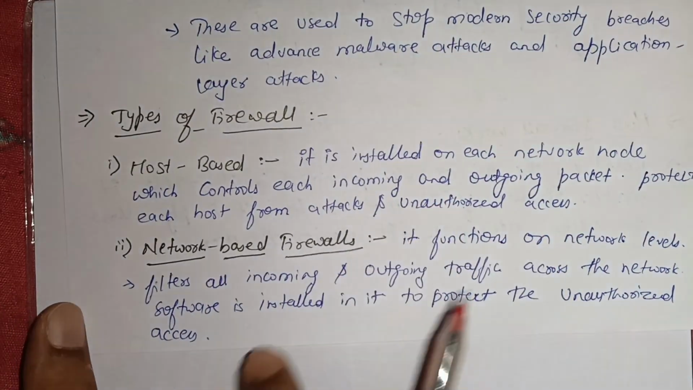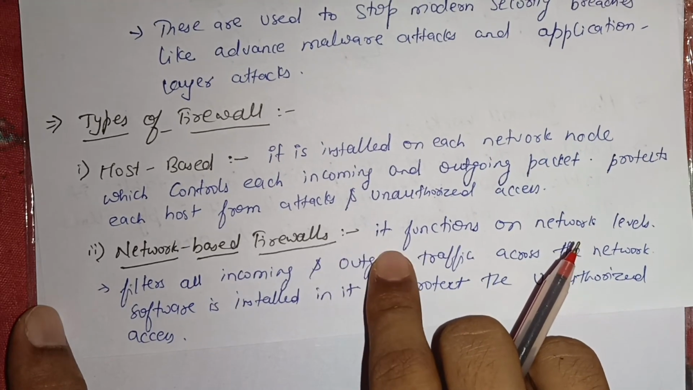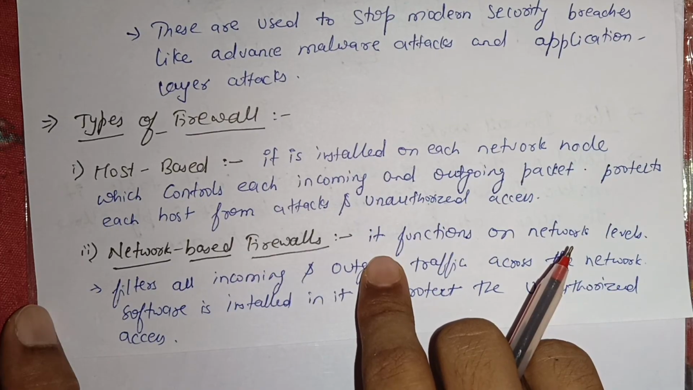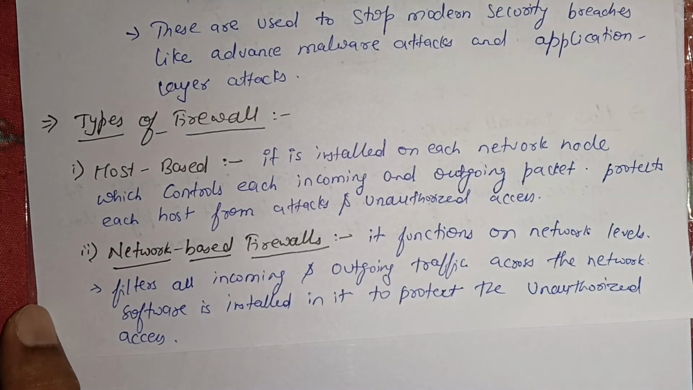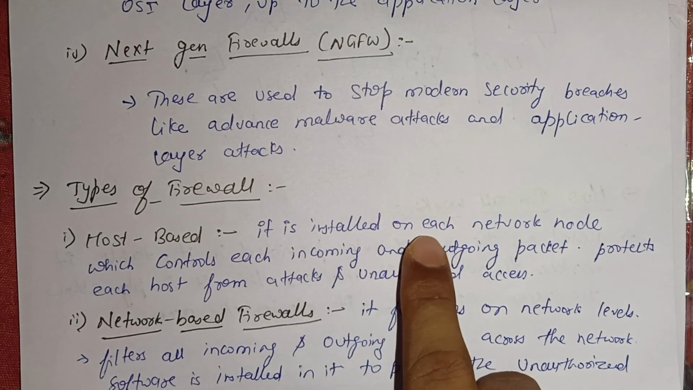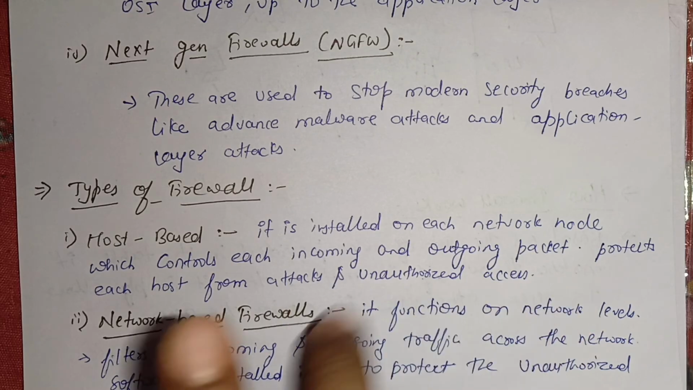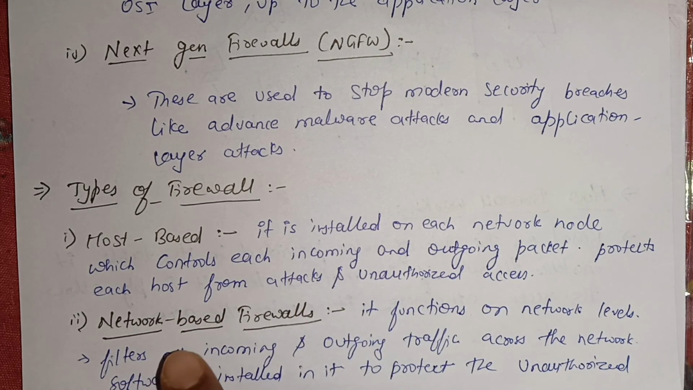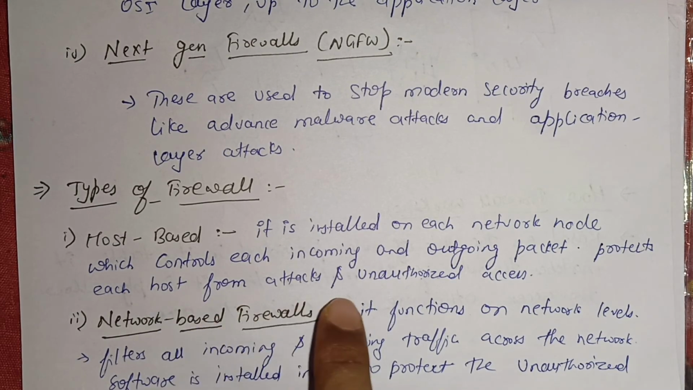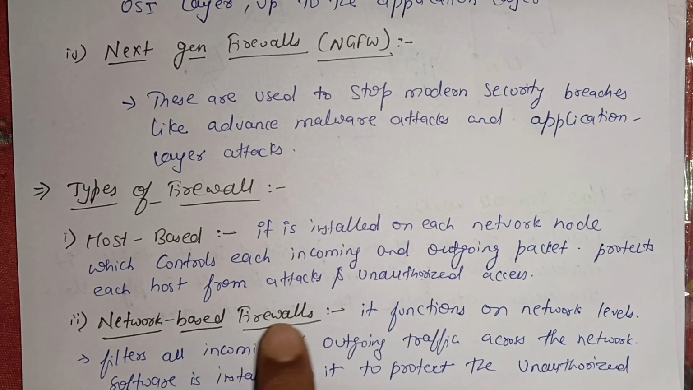So the last topic in the firewall is types of firewall. There are basically two types of firewall. First one is host based firewall, and second one is network based firewall. The host based firewall is installed on each network node, which controls each incoming and outgoing packet to fetch the information and protects each host from attacks and other unauthorized access. And the second one is network based firewall.